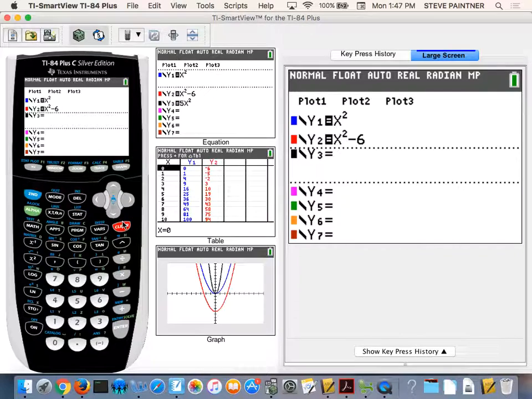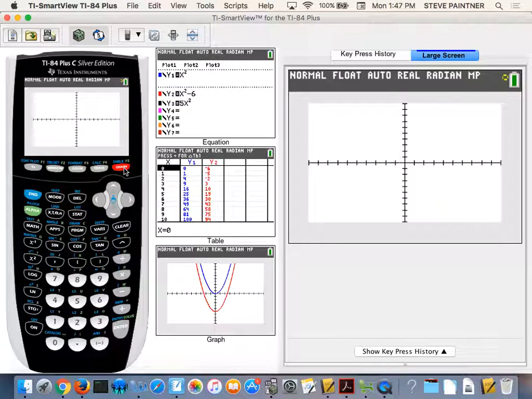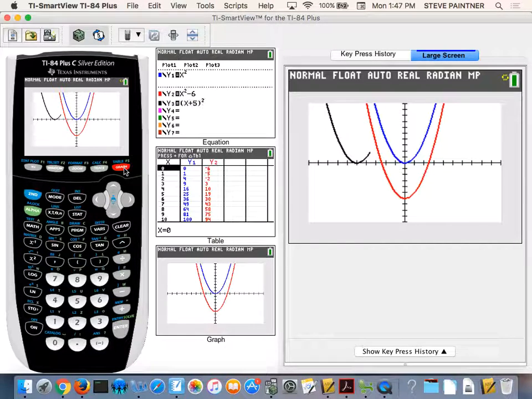Does anybody know? X what? X plus 5 in parentheses squared. Let's try it. Ready? Parentheses x plus 5 parentheses, square it. Will this work? Will this move it 5 to the right? Let's find out. The parent drops at 6. The next equation drops at 6. The next equation moves it 5 to the right? No! Moves it 5 to the left.